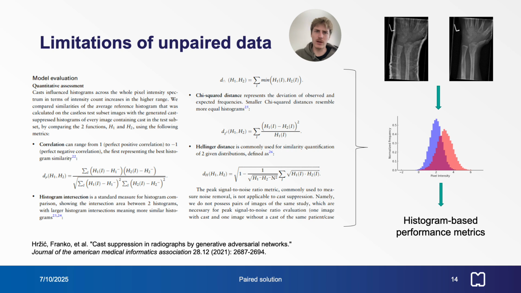So we've allowed ourselves to train a pix-to-pix model thanks to our synthetic paired data, but how do we benefit from this? One of the fundamental limitations of unpaired methods is how do you even objectively measure how good it is at removing casts? We don't know exactly what the decasted image should look like. The first study that looked at cast suppression used the metrics you see described here. These include histogram correlation and intersection, chi-squared distance, and Hellinger distance. Now, since these metrics are based on the comparison of histograms, they inherently suffer from a major limitation.